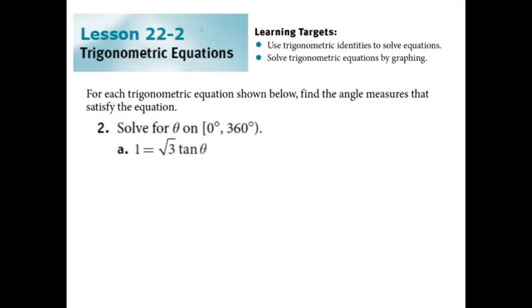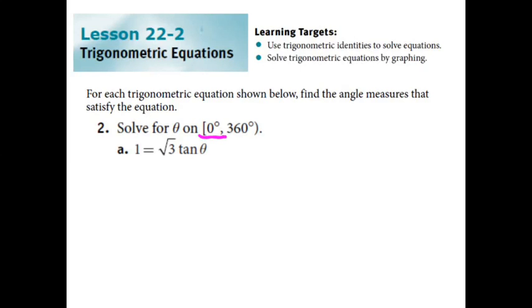In this video, we're going to look at several examples for solving trigonometric equations, and some of these examples are going to involve the use of our identities. We're starting with number 2. They're in lesson 22.2. And for these first 3 examples, we're solving for theta on the interval 0 to 360.